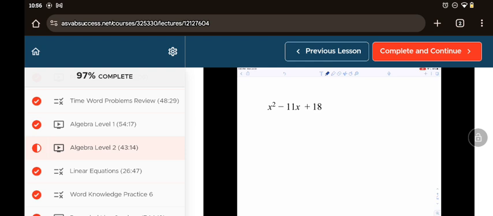So with this one, we're going to do our first step. We're going to find the factors of 18. 1 times 18, this is positive, so it could be negative 1, negative 18 also. 2 times 9, or negative 2 times negative 9. 3 times 6, or negative 3 times negative 6. And that's it. We can't do 4.